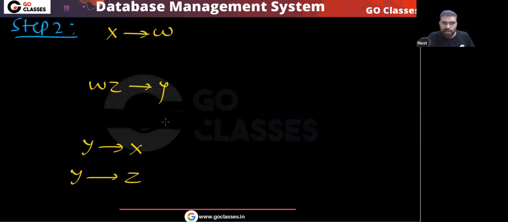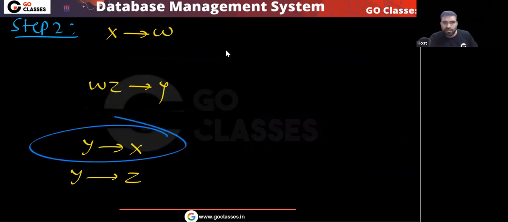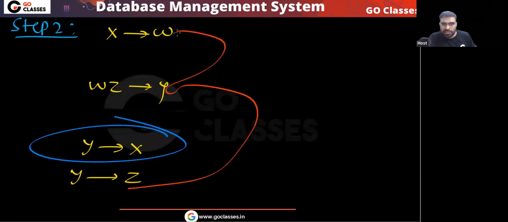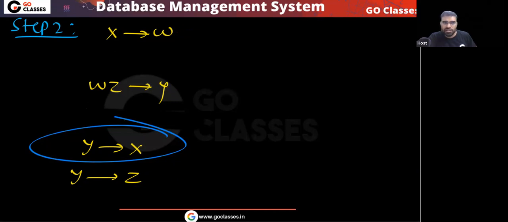Now you can notice there is no other redundant FD. Can you check? Is this redundant? In the remaining, find Y plus. In the remaining, Y plus does not contain X. In the remaining three, Y plus will be YZ. That's it. So this is not redundant.